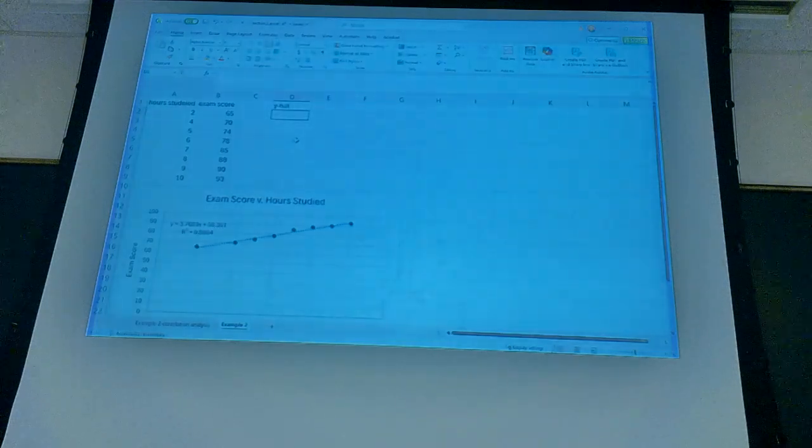So the first thing we need to do is calculate all the predicted values. Call that y hat. And it's just plugging it into the equation that we got last time, right, where your x is just going to be the hours studied column, or the x column, right? Your explanatory variable.